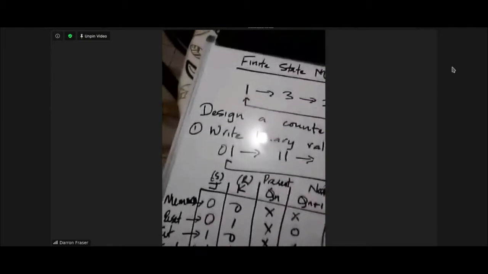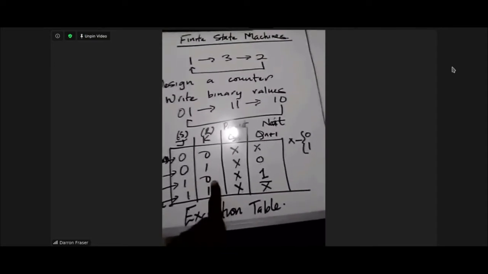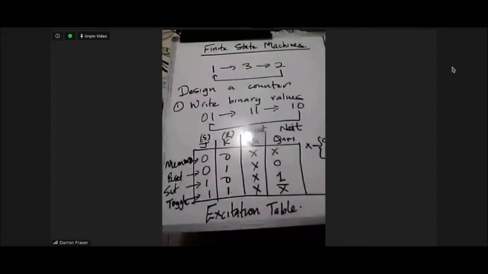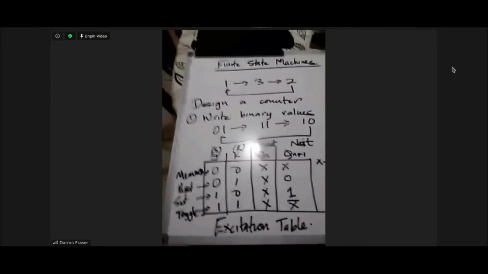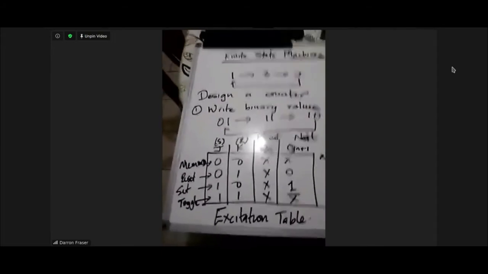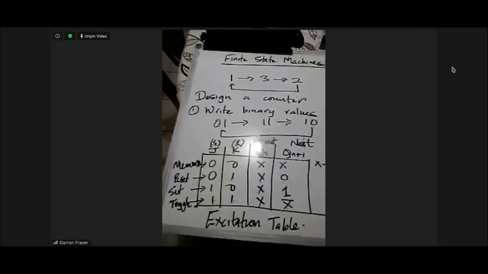All right. So we have the excitation table, which is this table here. It's easy for my old brain to remember, because all I have to remember is reset is 0. Reset means I go back to 0 and everything is false.